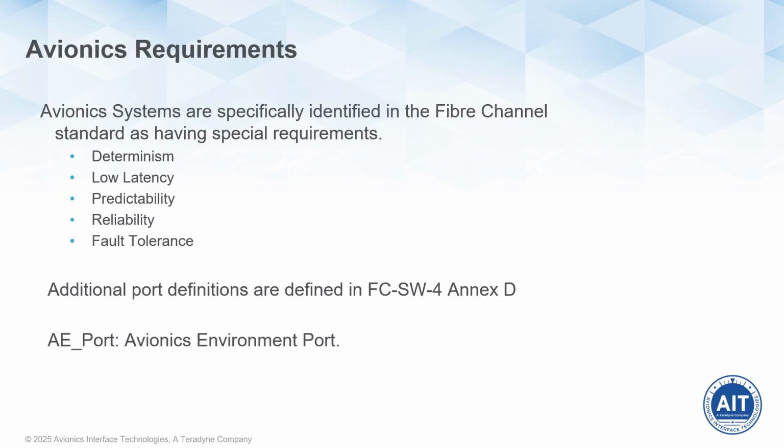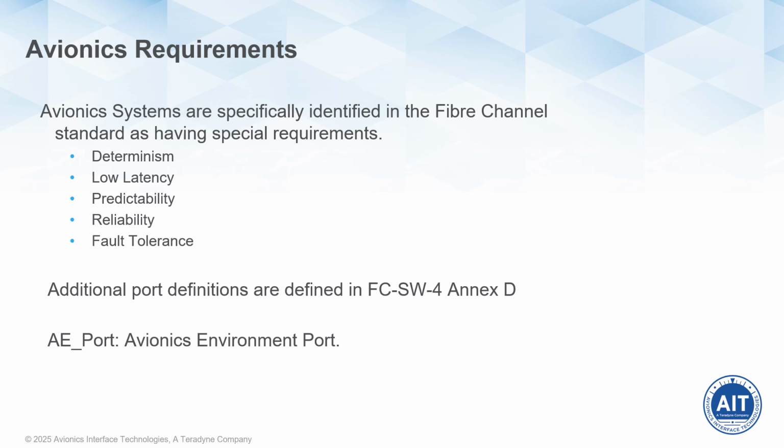So if we just turn now to the avionics environment, there are some additional things that we have to define. In an AE network, switches implement AE services to make a switch what we call AE capable. AE capable switches must have at least one AE capable port. AE capable switches must also implement the protocol defined in FC-SW4 Annex D, known as Fast Fabric Initialization, or just FFI.